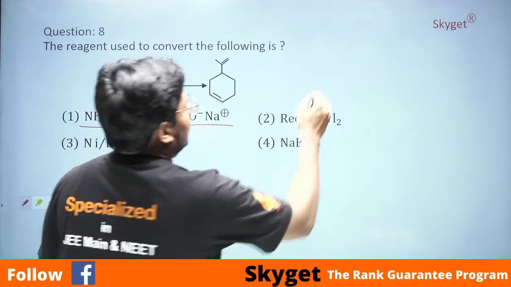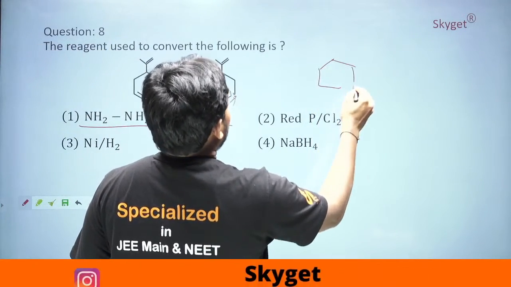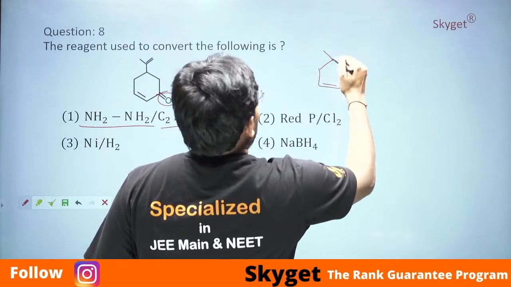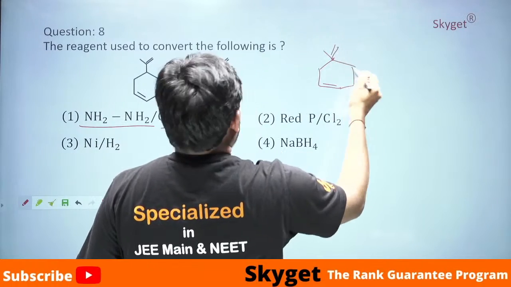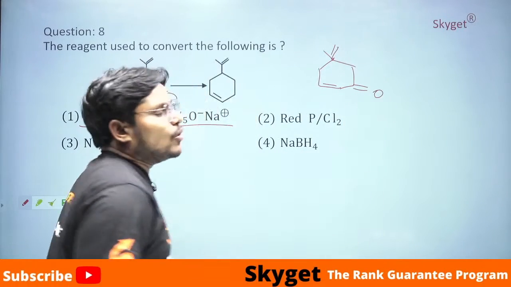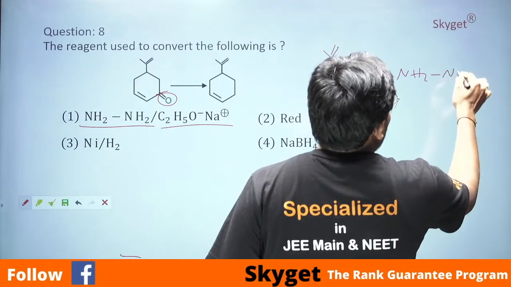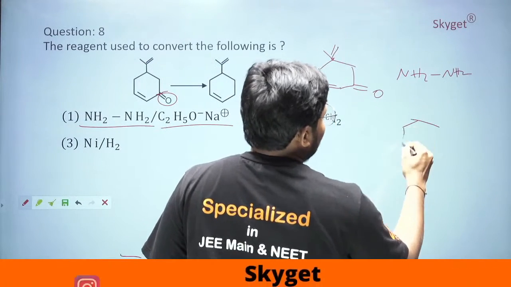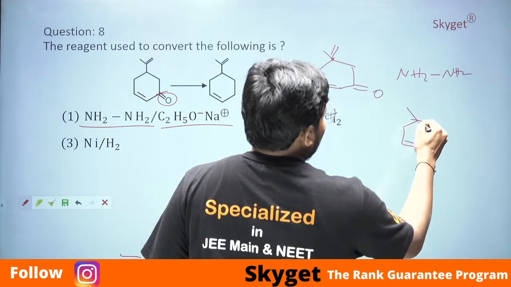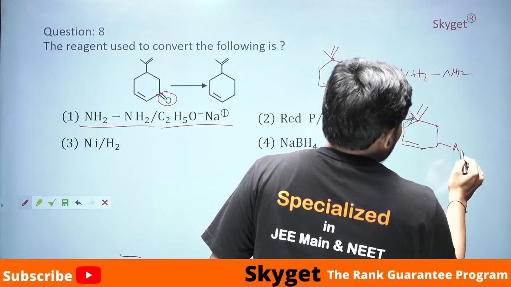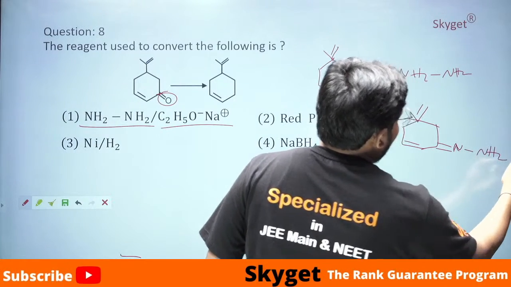Now let me explain the derivation, students. What are they saying here? This is the structure, and they have given a double bond O. Now you are making it react with NH2 NH2. What are you going to get? You are going to get N double bond N, NH2.